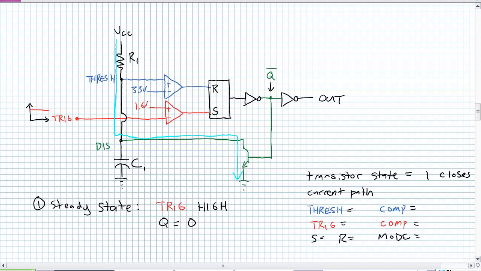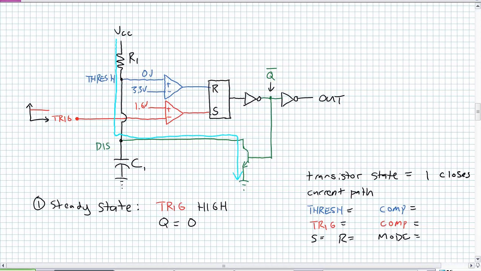Basically, it's shorting that thing to ground. No current is flowing into that capacitor to go ahead and charge it up. What are the inputs to each one of those comparators? Well, when the current path is as such, basically all voltage is lost across resistor R1. So the threshold input, the positive input, is going to have 0 volts.